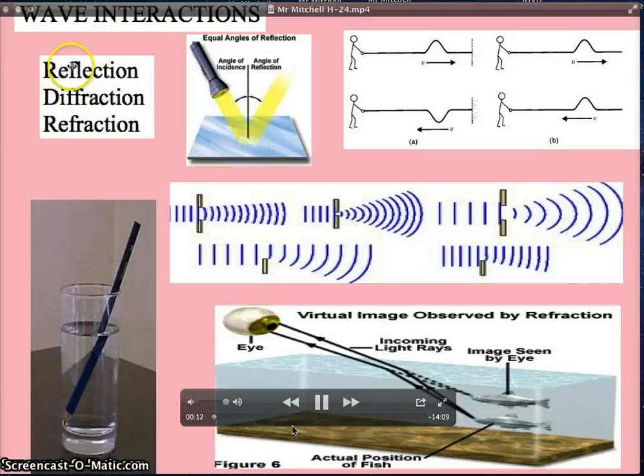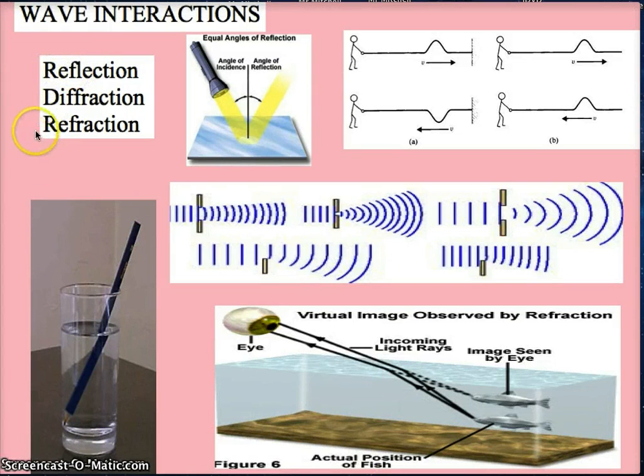Now, reflection, diffraction, and refraction have to do with wave interactions. We've talked a lot about waves and how they expand, and the kinds of waves that we've talked about before, the longitudinal waves and transverse waves. But what happens when these waves hit something or hit each other? That's where you get wave interactions. You can probably figure that these are the three main kinds of wave interactions.